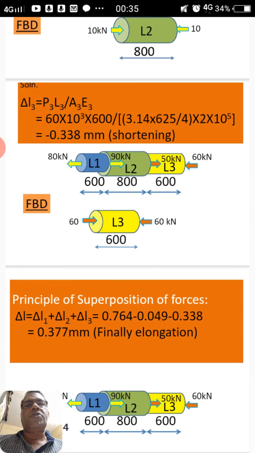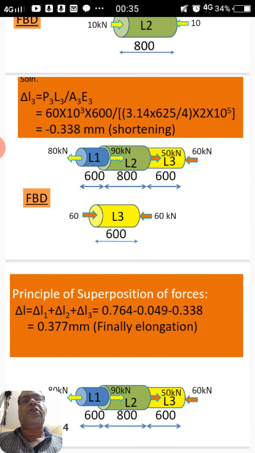Now for the third section, ΔL3 = P3 L3 / (A3 E3), P3 is here 60 kN compressive, so 60 × 10³ × 600 length, divided by πd²/4, that is 3.14 × 25², that is 625, divided by 4, multiplied by 2 × 10⁵, the E value, and we get minus 0.338 millimeters shortening.